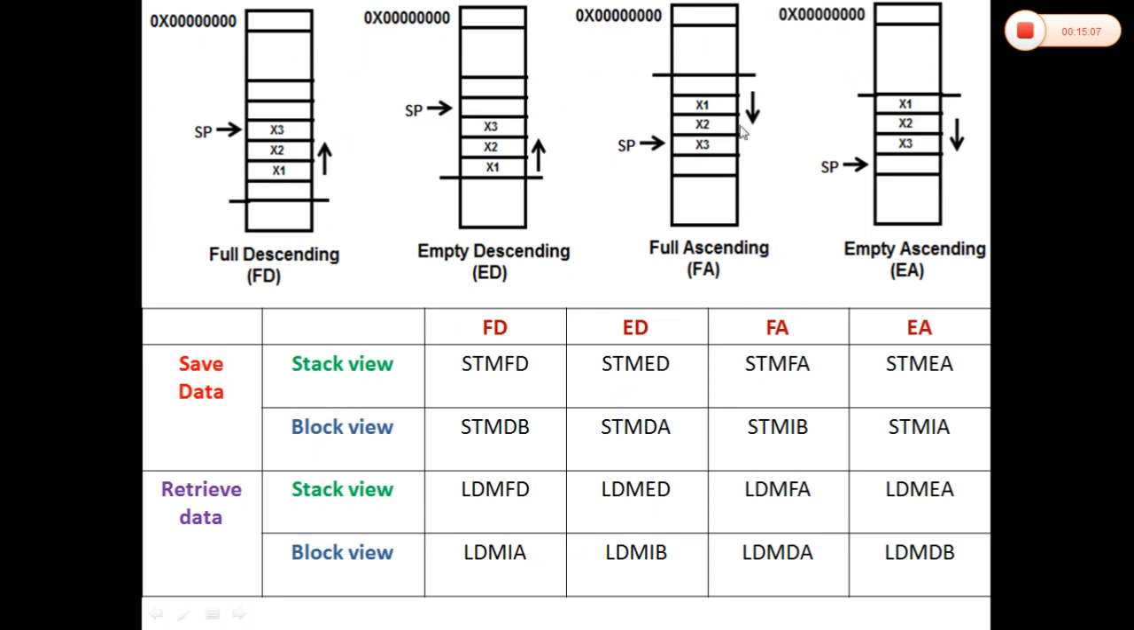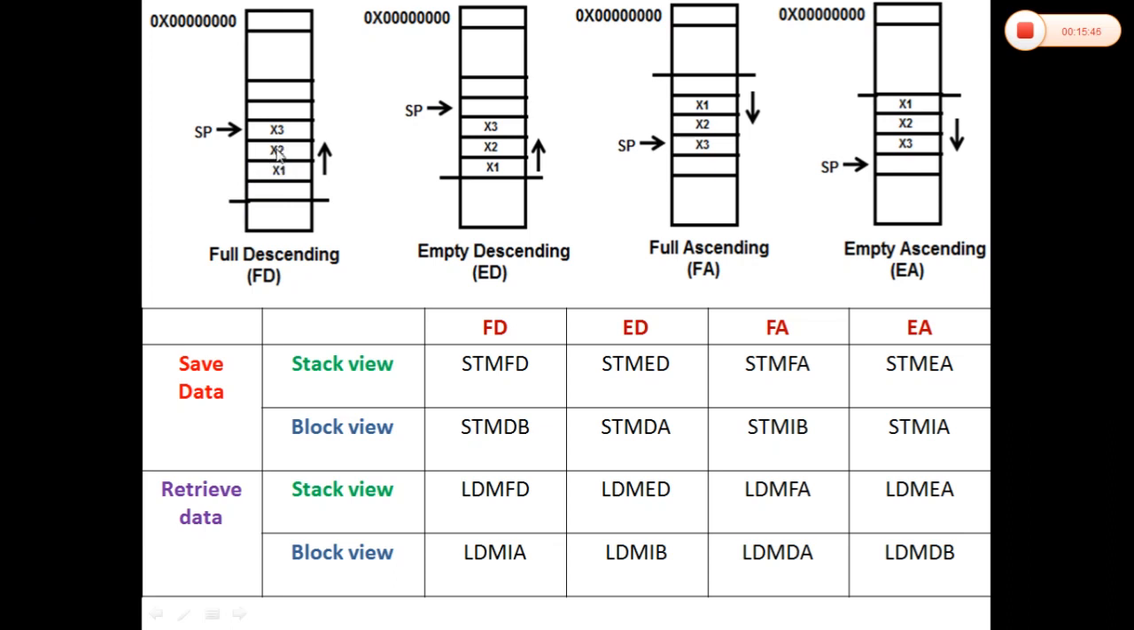This diagram shows the different types of stacks: full descending, empty descending, full ascending, empty ascending. Let us consider this type of stack, which is full descending. You know, stack is a memory area which is used for temporary storage of data. For example, suppose initially your stack pointer may be here. So this shows the beginning of the stack area. When you push or save the first operand on the stack, first of all the stack pointer will be decremented and then the number will be stored.